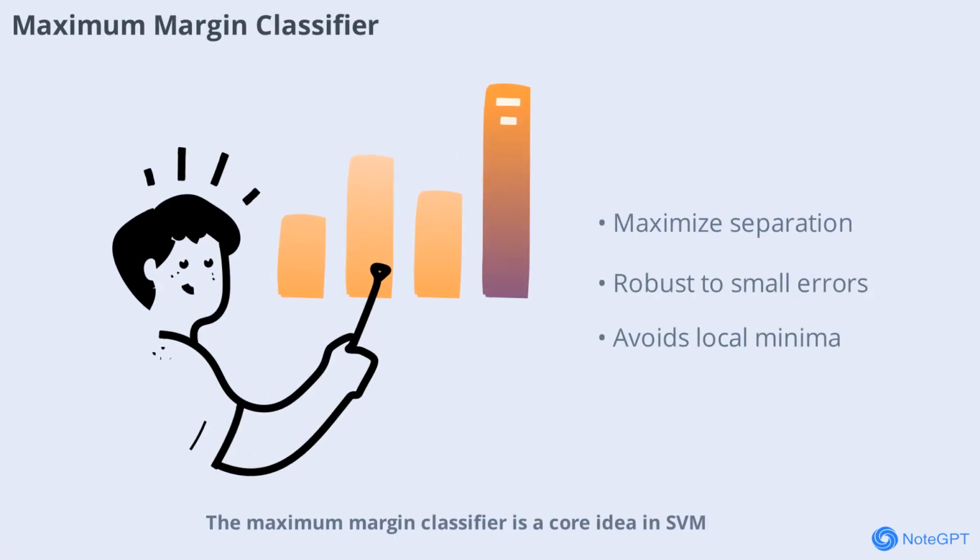Maximum margin classifier is a core idea in SVM. By maximizing the distance between the hyperplane and the nearest data points from each class, SVM ensures that the model is robust to small changes in the data. This means that even if there's a slight error in the boundary's position, the risk of misclassification is minimized. The maximum margin approach also helps avoid issues like local minima, which can plague other algorithms.